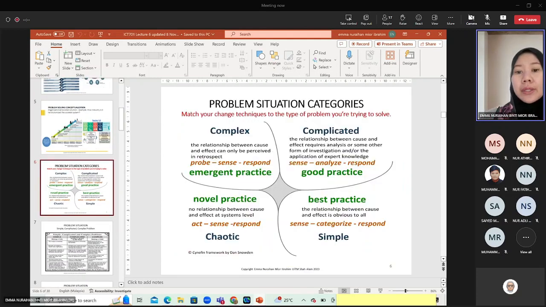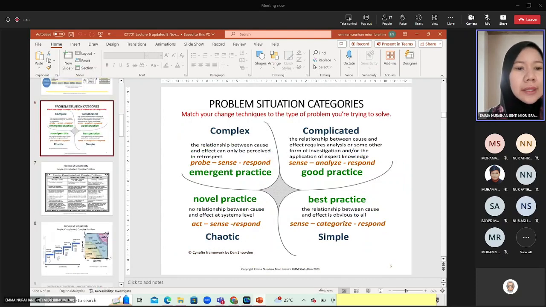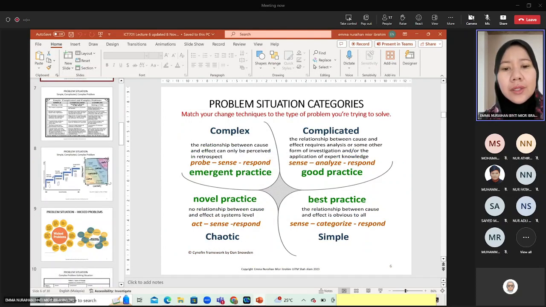So problem situation categories, I think is very clear cut here. They are complex, complicated, chaotic, simple, and how do you react to it? Yeah. So if let's say you see probe, sense, respond. Okay, I think I've given this, it is very clear cut how you respond to a complex problem, complicated, novel practice. Yeah. Best practices. I think in the industry you will go into best practices because you usually do the same kind of activities. Okay.